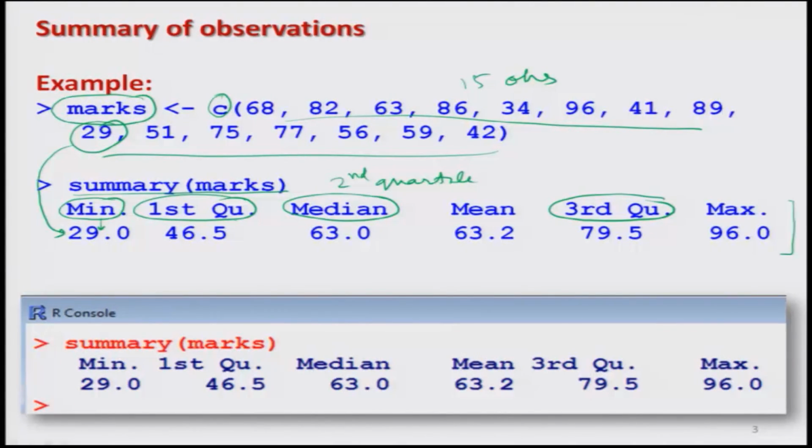So, here you can see it is giving us the first quartile as 46.5, the second quartile, that is the median, as 63, the third quartile as 79.5, and it also computes the mean, that is the arithmetic mean of the data set, and it also finds the maximum which is here 96. Right, you can see over here. So, this summary function is giving us all this information in a single shot, and this is the screenshot of the same thing. Now, what is the advantage?